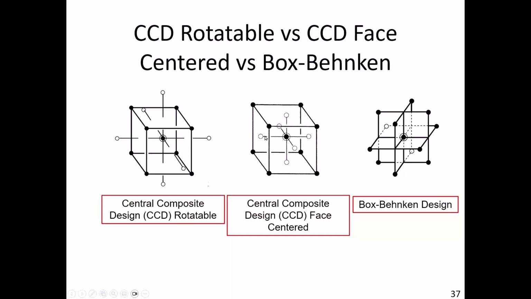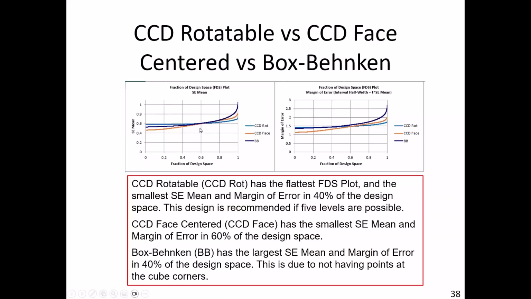Because these points are right on the edge, that's improving the prediction error. You're actually having data right on the edge. The disadvantage is that it's not as flat. You don't have that uniformity and you don't have the rotatability. But at least in 60% of the design space, the face center does better than the rotatable design. One could argue the fact that it's flat is a strong case for a rotatable design.